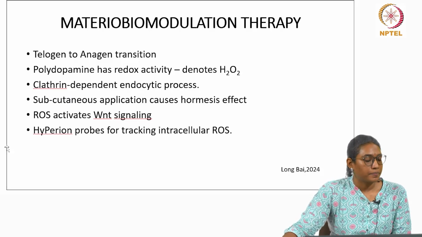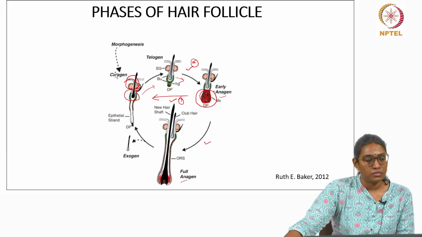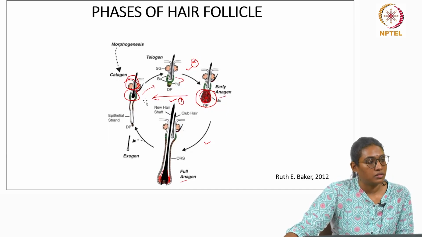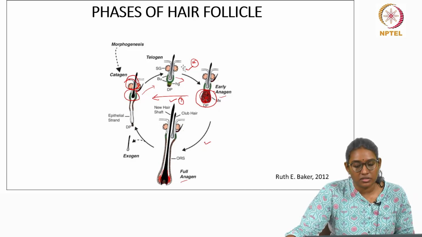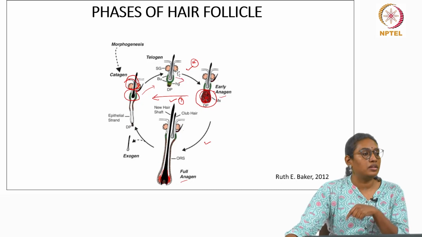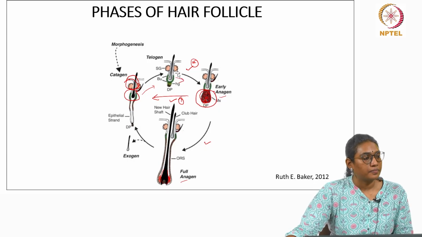In the third slide, you mentioned that anagen to catagen is the inhibitory effect of ROS, and catagen to telogen it is stimulatory. No, telogen to anagen is the second one. Telogen to anagen, it has the stimulatory effect. So that is for enhancing hair growth.